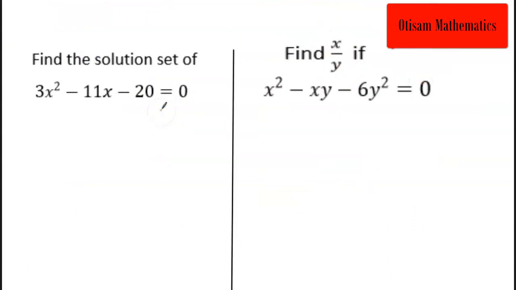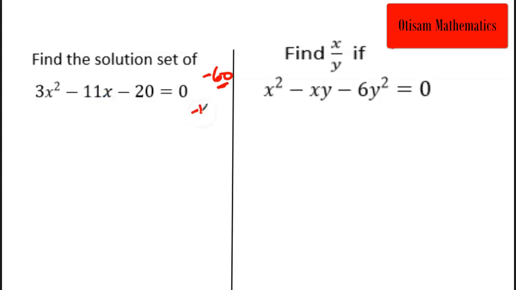Let's look at this one too. We have to find the solution set of 3x squared minus 11x minus 20 is equal to 0. So we first factorize. 3 times minus 20 is minus 60. Then we pick two factors of minus 60: when we multiply, we get minus 60, and when we add, we get minus 11.